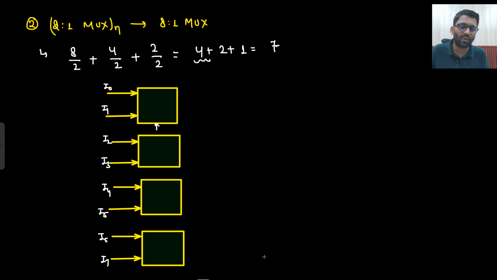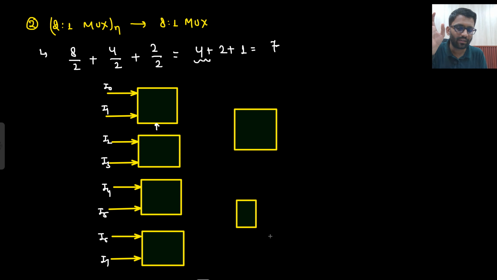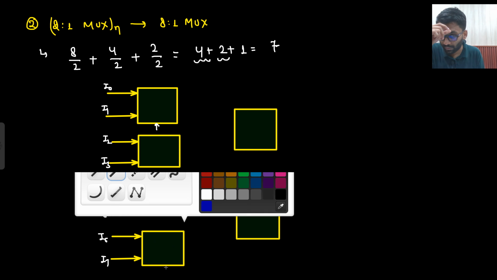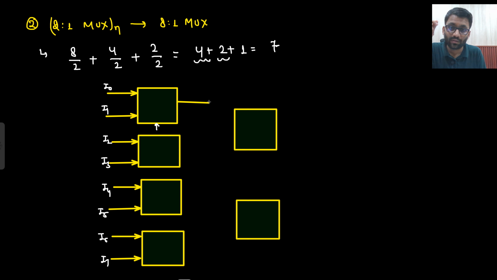So how many outputs are there? 4 outputs are there. Now to take 4 outputs, you need another 2 cross 1. There are 4 outputs, 1, 2, 3, 4, and one mux can take only 2, so you need another 2. So I need another 2 now. So here I am getting another 2.